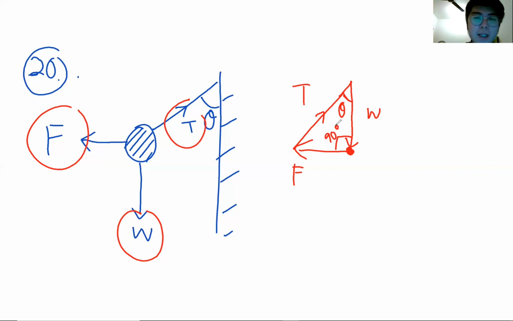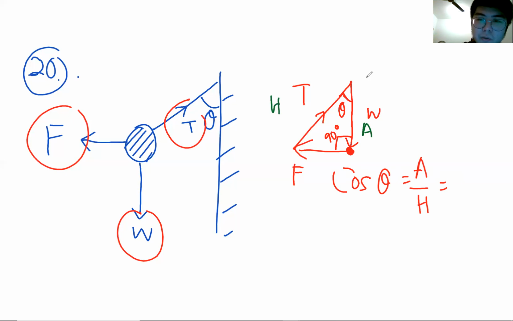Express T in terms of F and W. So how do we find T? This one you use the cosine formula. Cos theta equals adjacent over hypotenuse. So where is the adjacent? Adjacent is this one, and hypotenuse is this one. You focus on this angle here, because when you use cos of this angle, this angle is your angle of reference for the adjacent and hypotenuse. So this would be opposite.